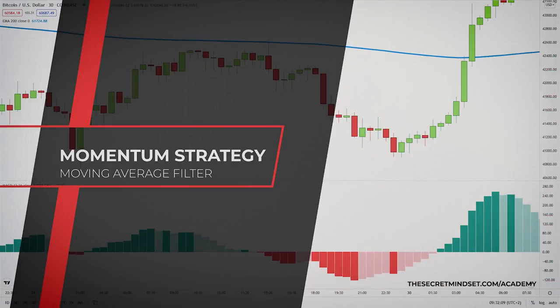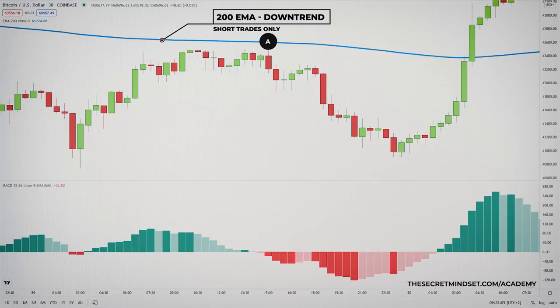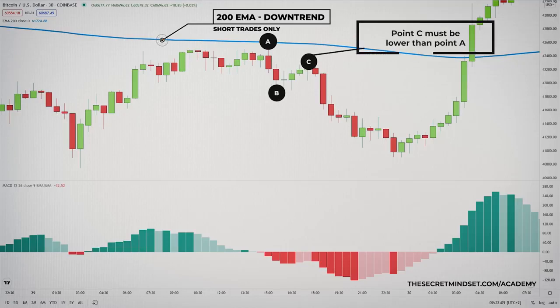You can also filter signals using a moving average. We have a downtrend with price below the 200 EMA, so we target a short entry in the direction of the main trend. Point A is the highest point when price finds resistance. Point B becomes a lower low point and forms a support level. Price retraced and forms a lower resistance, point C. Remember that point C must be lower than point A.